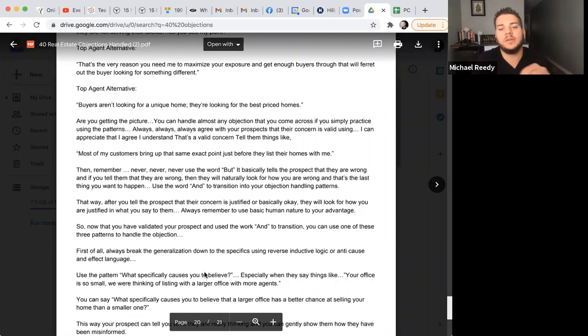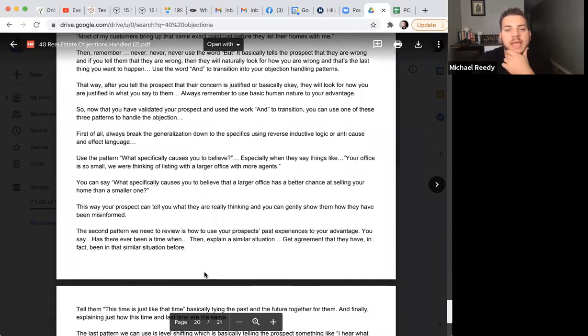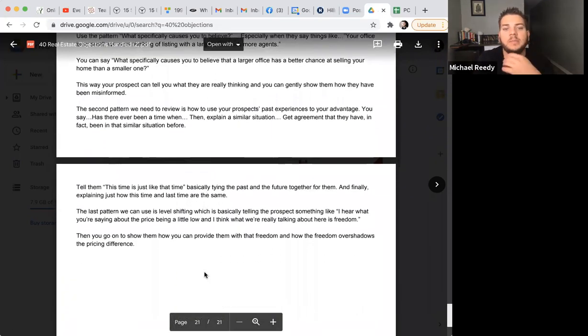So now that you've validated your prospect and you're using the word and to transition, you can use one of these three patterns to handle the objection. First of all, always break the generalization down to the specifics using reverse inductive logic or anti-cause and effect logic. Use the pattern what specifically causes you to believe, especially when they say things like your office is so small, or we were thinking of listing with a larger office with more agents. You can say what specifically causes you to believe that a larger office has a better chance of selling your home than a smaller one? This way, your prospect can tell you what they are really thinking, and you can gently show them how they have been misinformed.